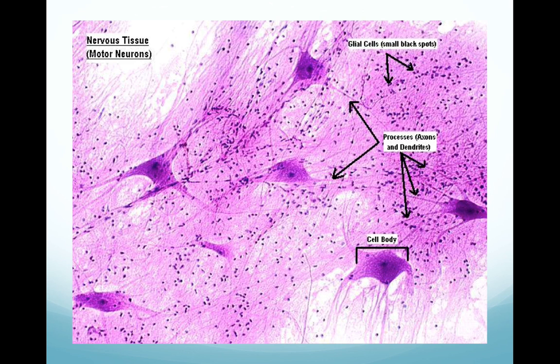Here's a slide that shows the type of nerves that innervate muscle tissue, so those are called motor neurons. You can see the large cell bodies are connected by thinner tendrils, and those tendrils are called axons and dendrites, and they allow the nerve cells to communicate with each other.